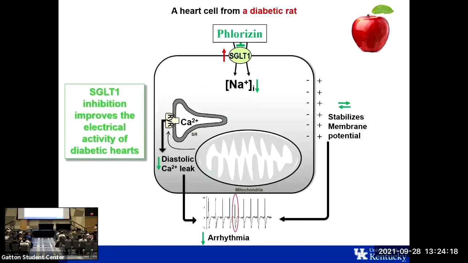So this is the summary, showing that by inhibiting this transporter protein with phloretin, we can reduce the sodium concentration, stabilize the membrane potential, reduce the diastolic calcium leak, and reduce arrhythmia. Our study paves the way for identifying more drug targets that can specifically target this protein on the heart as a treatment for reducing the incidence of heart failure in diabetes. And our studies also tell the importance of the sodium ion within the cell, contributing to heart failure in diabetes.